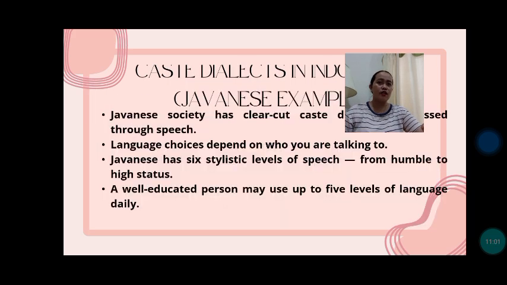Next is caste dialects in Indonesia, or the Javanese example. Now let's move to Indonesia, particularly among Javanese speakers. Javanese society has long had clear social divisions, and these are expressed through different speech levels. Language choice depends on who you are talking to, whether the person is older, higher in status, or a peer. Javanese has six stylistic levels ranging from humble to high status speech. A well educated person might use several levels in a single day, depending on the situation.